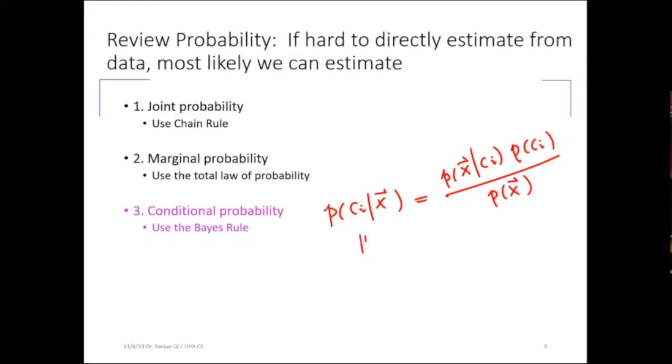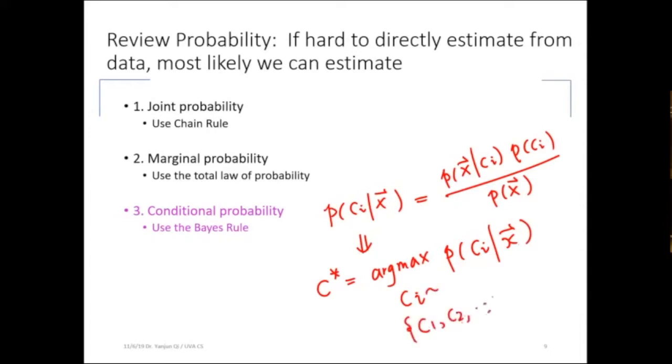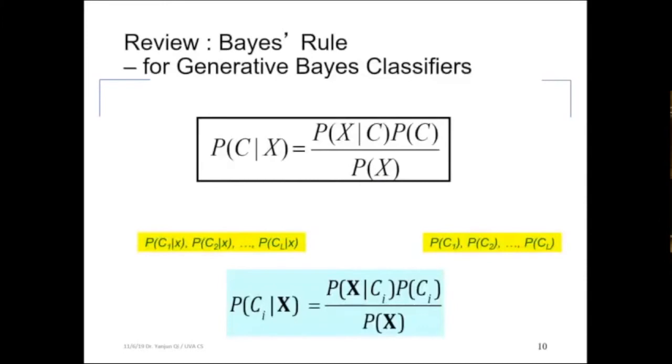So the rule is, again, C star equals argmax over C_i, of P(C_i | X), from the set C1, C2 up to CL. Any questions about this? This is the fundamental idea of the generative-based classifier. All right, so that's the Bayes rule.